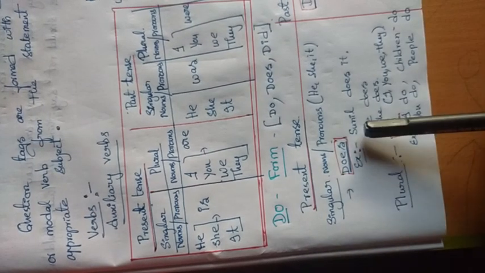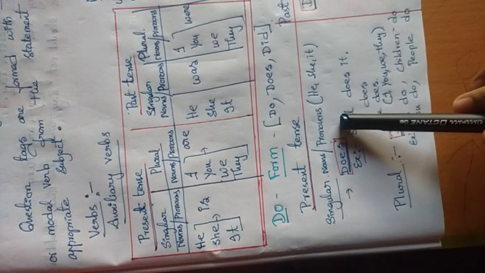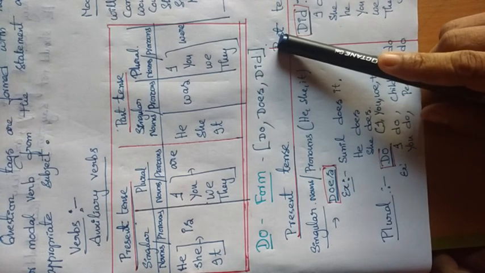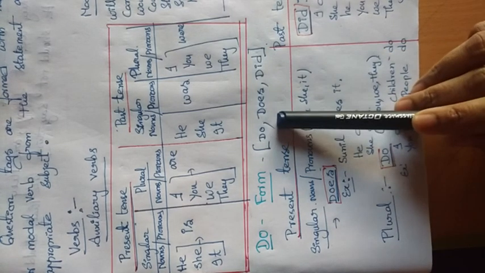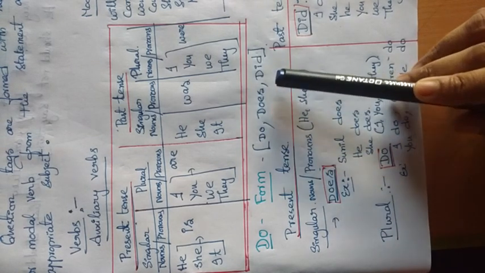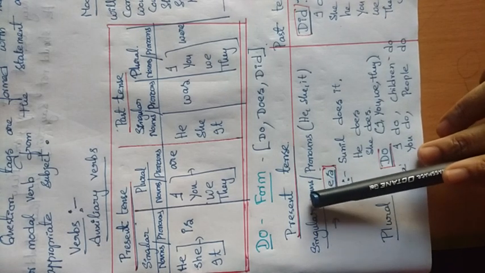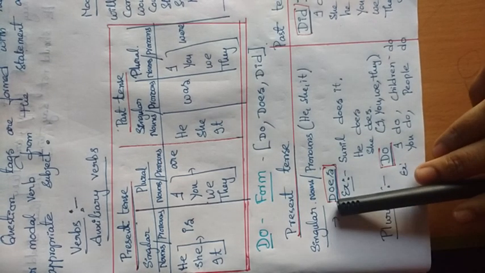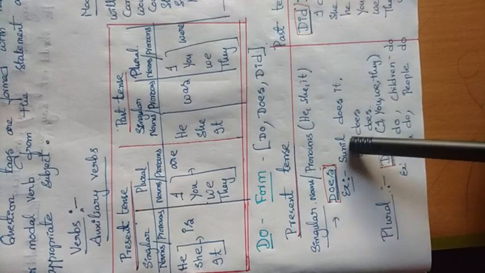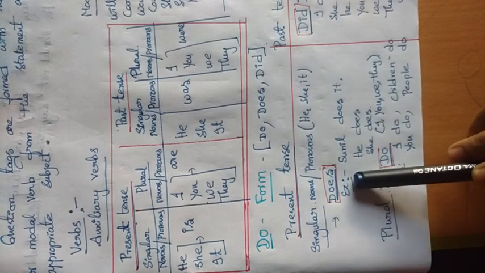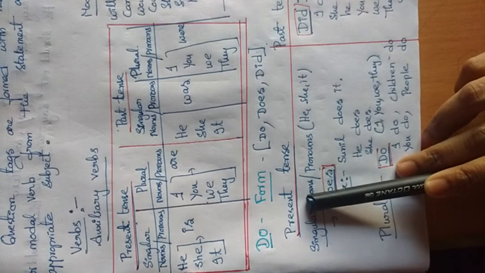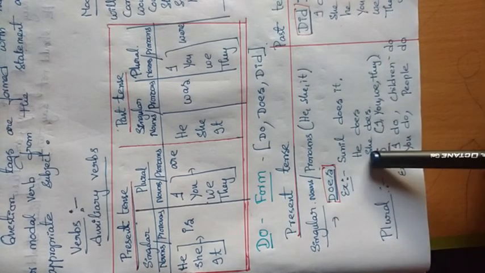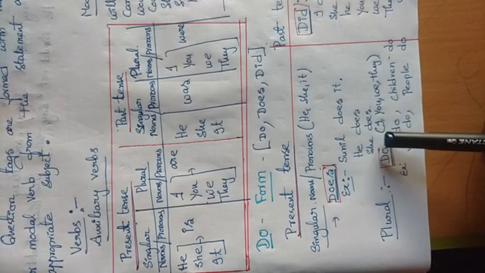Then what about the do form? Most of the children get confused in this do form. In the do form of verbs, we have do, does and did. Done is there, but here we are not going to use done. So, concentrate on do, does, did. Here also we have to differentiate between the present tense and past tense. For present tense singular nouns and pronouns, we have to use does. Example, Sunil does it, he does it, she does.